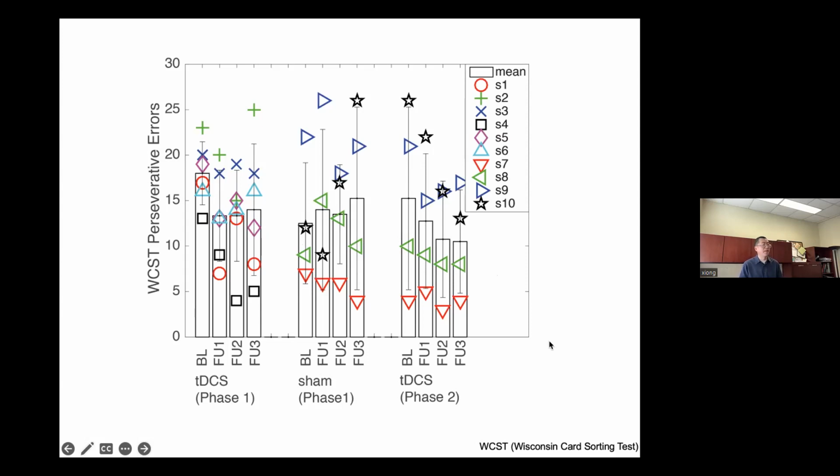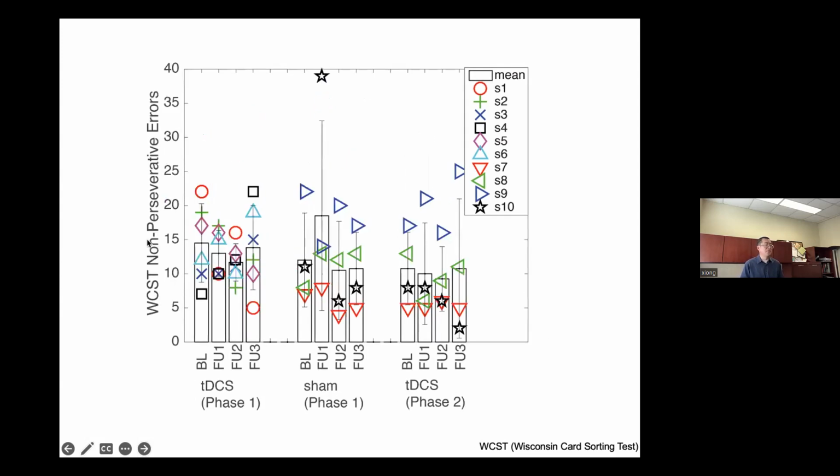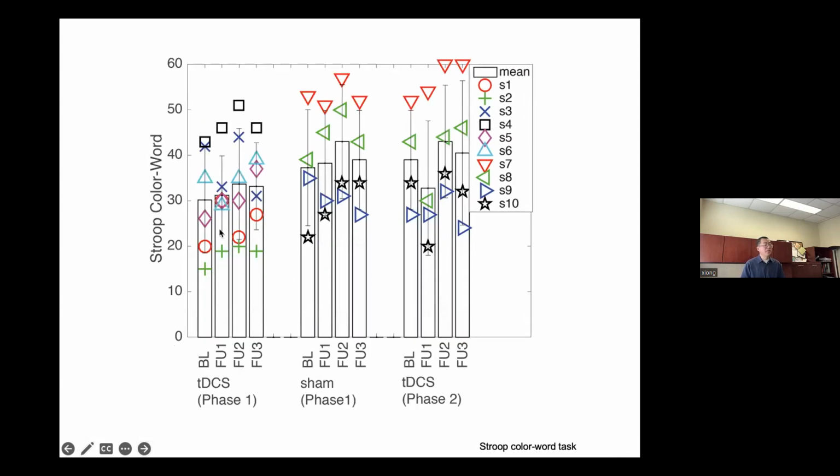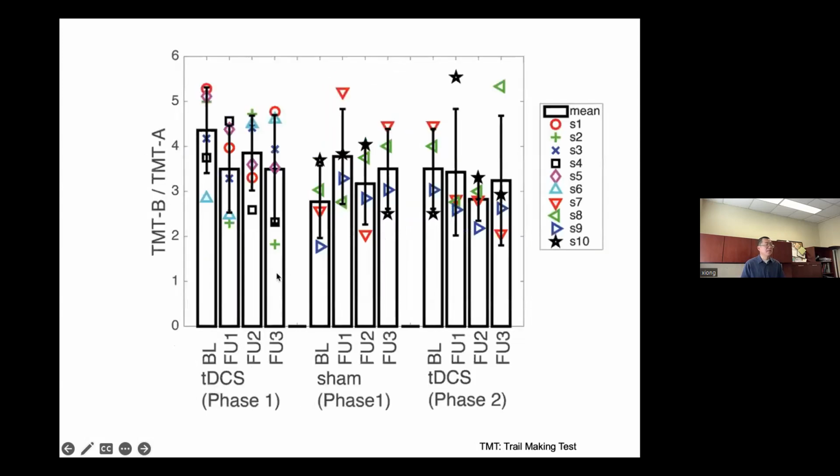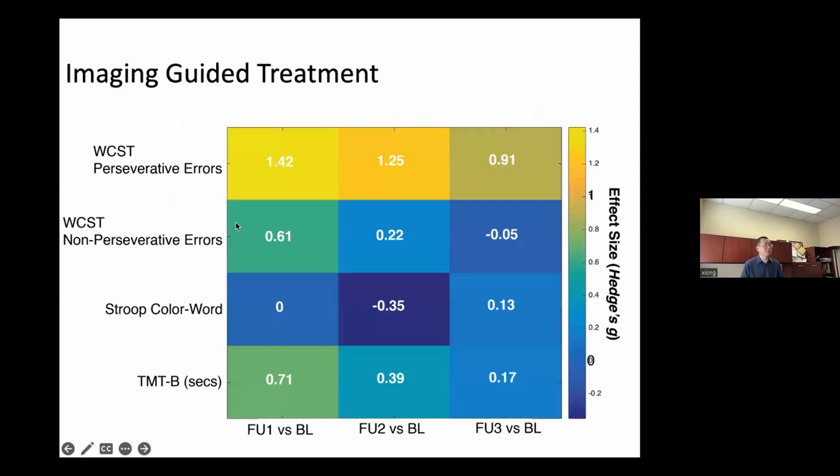This is in contrast to the non-perseverative errors, because this random error is not as associated with the ACC, so we didn't see much difference here. We also didn't see much change with the Stroop task. Another thing we saw is with the Trail Making Test. This measurement has been linked to cognitive flexibility, including the ACC. We also saw improvement here as well.